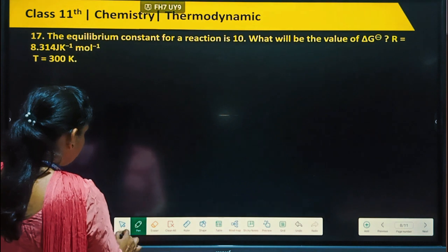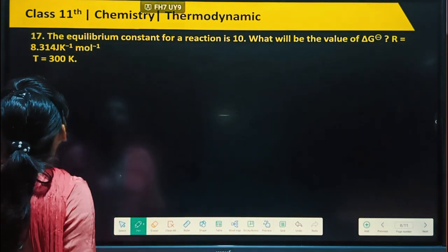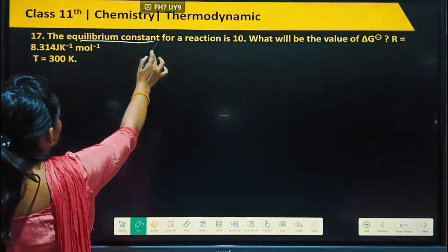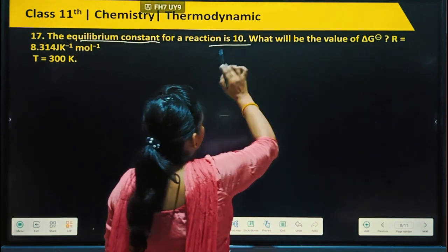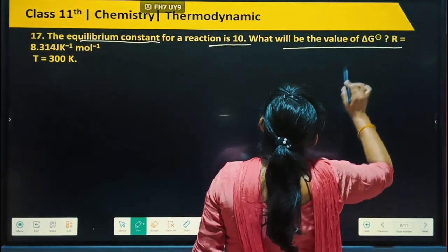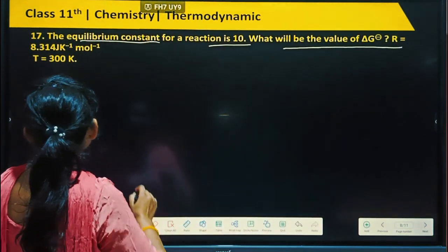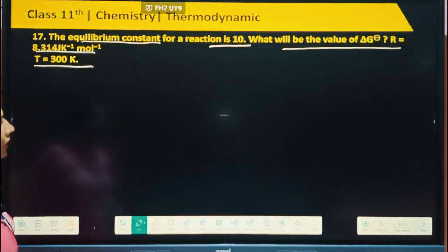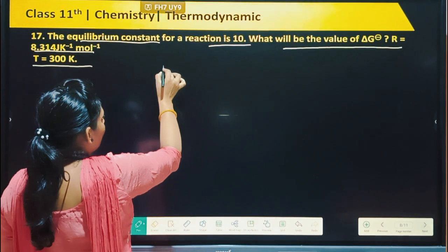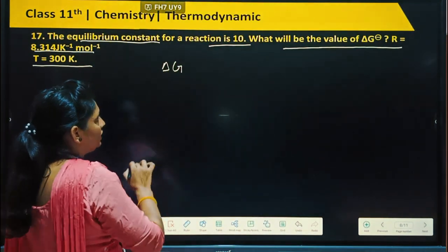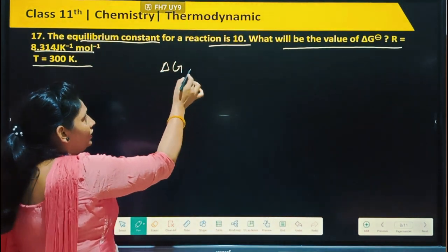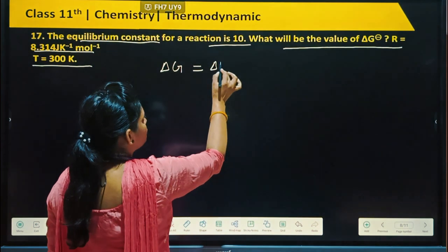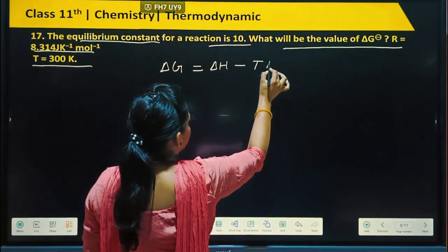Then, student, move to the next question. The equilibrium constant for a reaction is 10. What will be the value of del G? R is given to us, T is also given to us. Okay, student, we need to calculate del G. We know very well del G is equal to del H minus T del S.